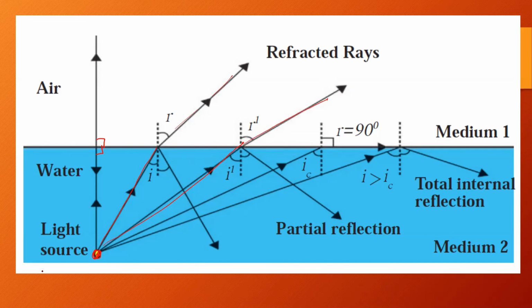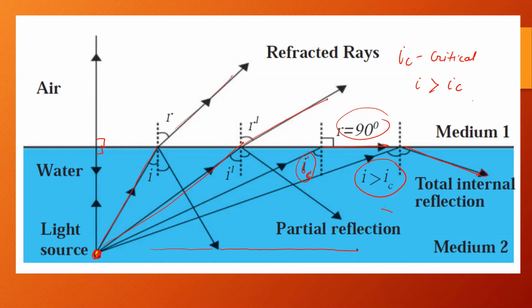Again, I'm increasing the angle of incidence. My angle of refraction also increases. Again, in the third one, I'm increasing my angle of incidence. Now the angle of refraction I'm getting is 90 degrees. So at this point, my angle of incidence becomes iC. What is iC? iC is your critical angle, right? So now when my angle of incidence goes greater than the critical angle, the entire light rays will get totally internally reflected in the denser medium itself.